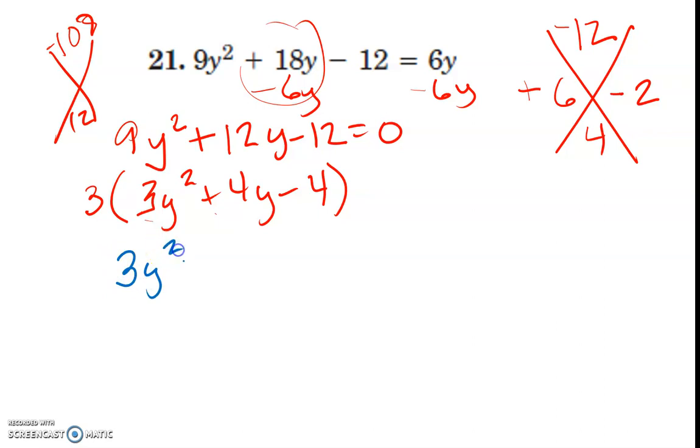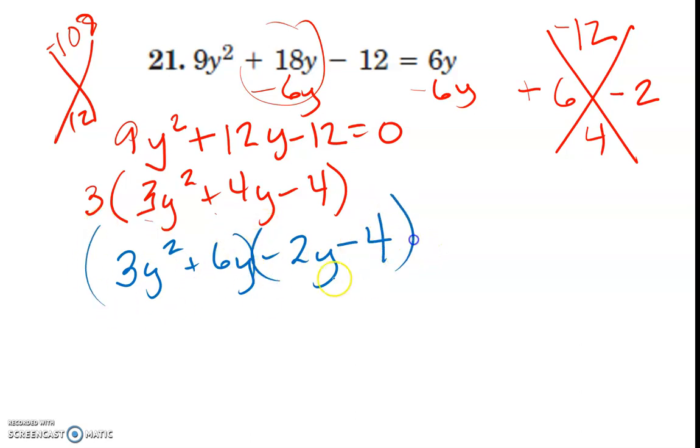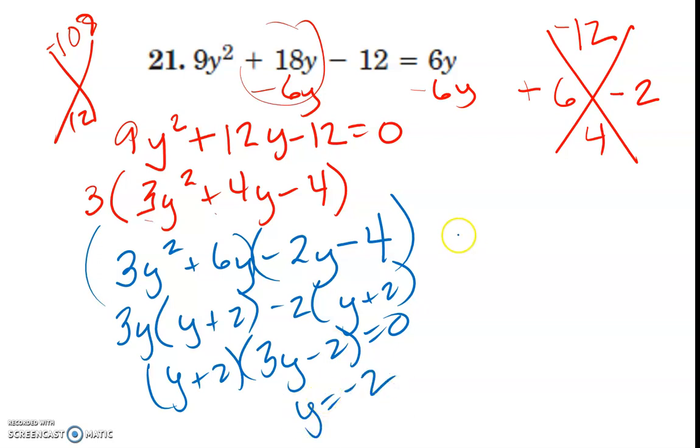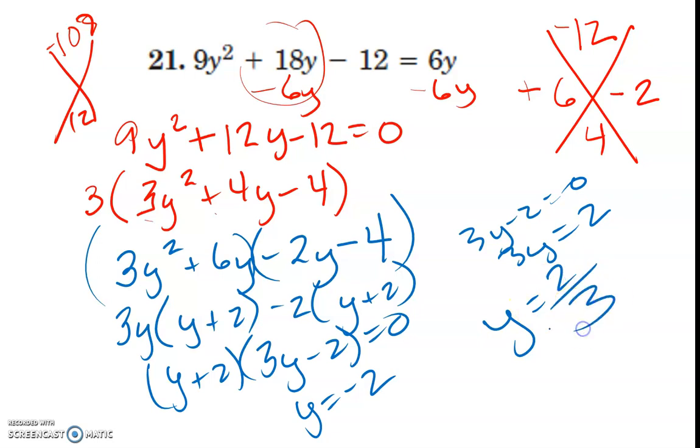So 3y squared plus 6y minus 2y minus 4, okay, we're going to factor that, and so we're going to take out the 3y, so I have y plus 2, I take out a negative 2 to get the y plus 2, so I have y plus 2 times the quantity 3y minus 2. We set that equal to 0, so we know one of them is y is equal to negative 2, so my 3y minus 2 equals 0, so 3y equals 2, so y is equal to 2/3. Valid answer. Let's try one more.